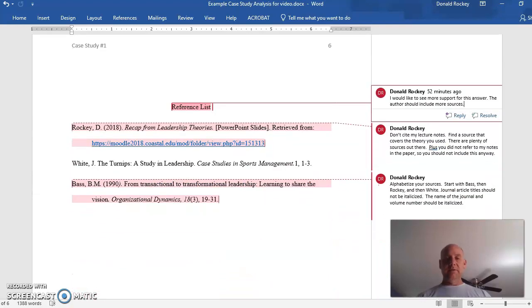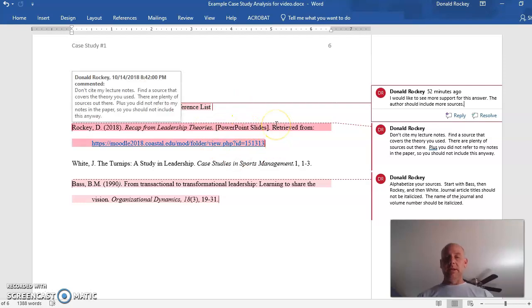Also, the last page is a reference page. I would say he had 3. Ideally, I'd like to see more than 3 sources in there. I wouldn't even say one of them is a source, because he just cited me from my PowerPoint notes. Well, that's not it. I mean, you get the information, and I get the information from somewhere else, and I share it with you. So you just have to find where that comes from.